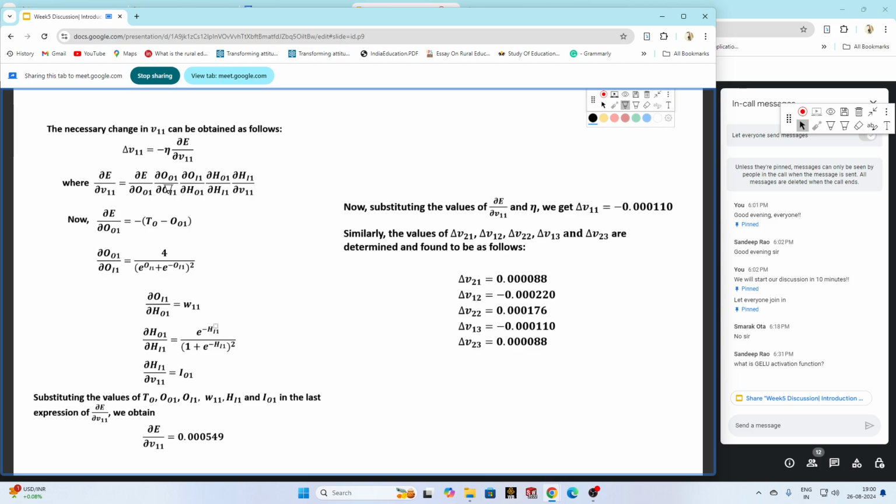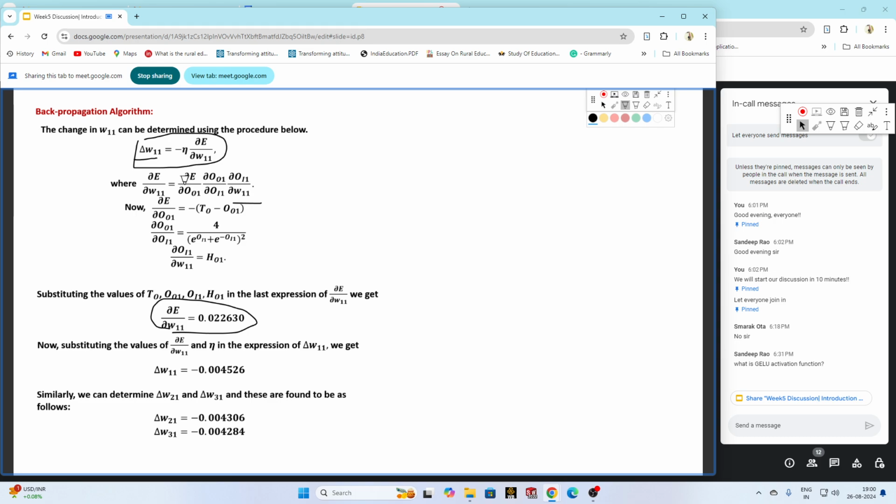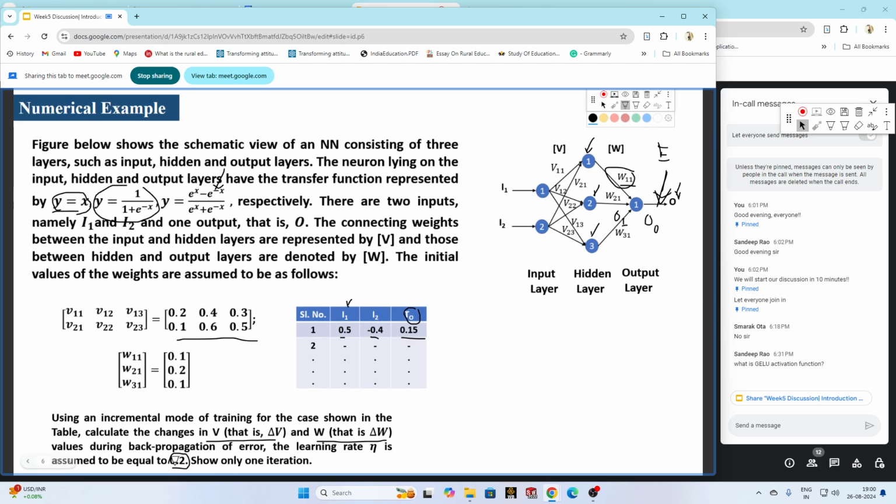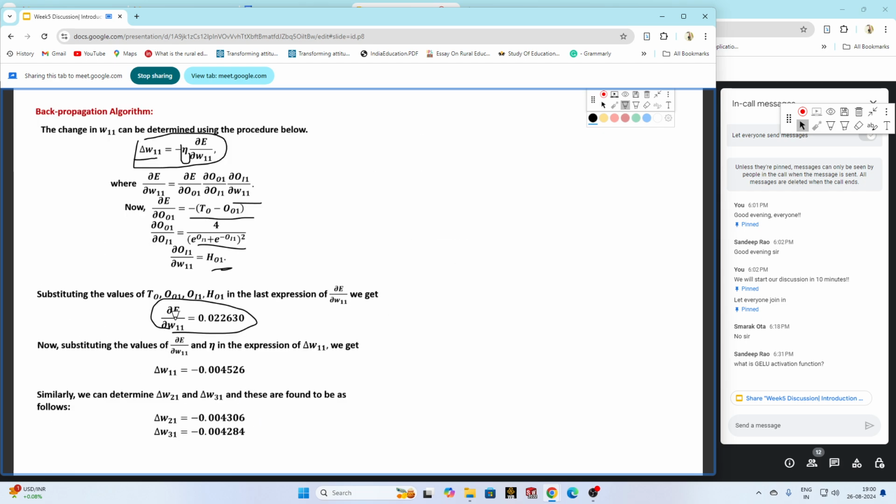So you have to differentiate. When you differentiate del E by del O1, you will get this. When you differentiate del OI by del OI1, you will get this, and when you differentiate this with respect to del W11, you will get this. Now when you put all the values, you will get del E by del W11. The eta value, or the learning rate, is already given as 0.2. So you have eta, that is 0.2, and you have just calculated del E by del W11, so you will get delta W11.